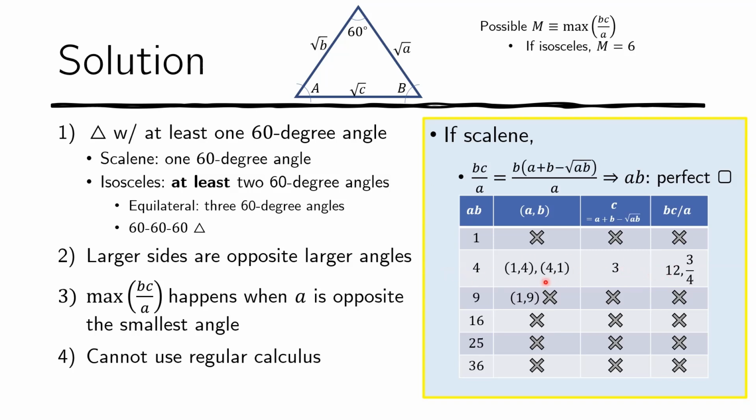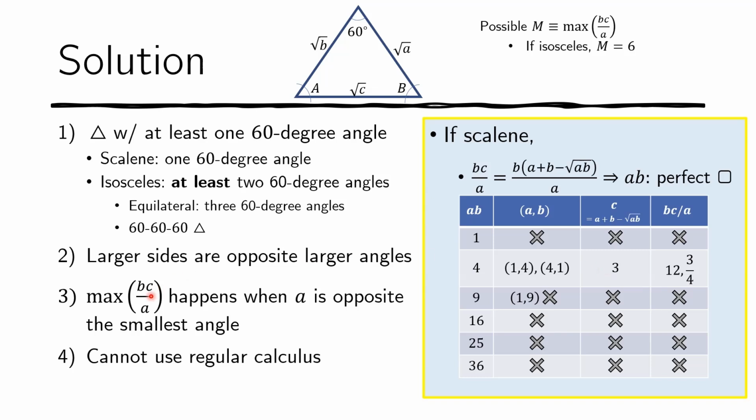And so these are only two cases, so we can actually compute the value of BC over A for each of these cases. For example, for the case when A equals 1 and B equals 4, then C would equal A plus B, which is 1 plus 4, 5, minus the square root of AB, that's the square root of 4, 2, so 5 minus 2 is just 3, okay?